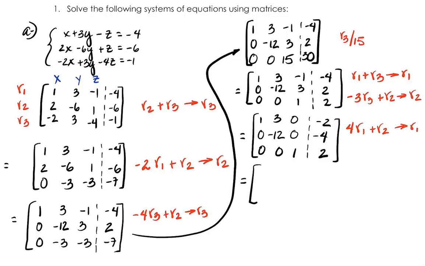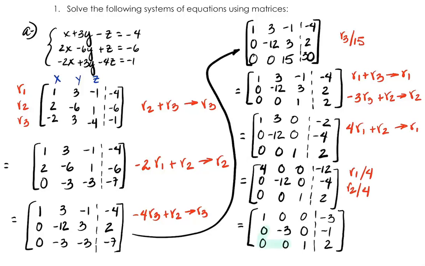Rows 2 and 3 remain unchanged. We are going to multiply 4 times 1, which is 4, and add it to 0, and we get 4. 4 times 3 is 12, plus negative 12 is 0. 4 times 0 is 0, plus 0 is 0. And 4 times negative 2 is negative 8, plus negative 4 is negative 12. Now we are going to simplify row 1 and row 2 by dividing them by 4.